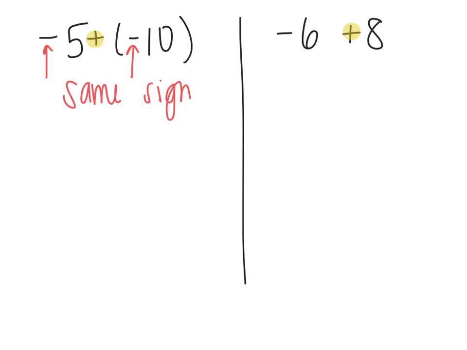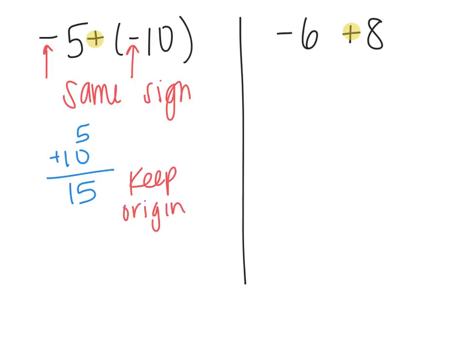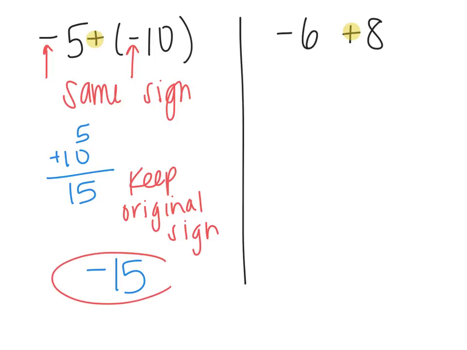So I am going to add them together as if they were positive. So 5 plus 10, which gives me 15. Now remember, at this point, you want to keep your original sign. My original sign, I was adding two negatives together, so my final answer is going to be -15.